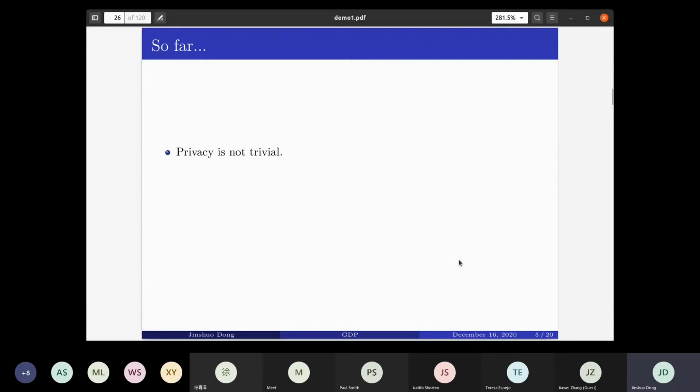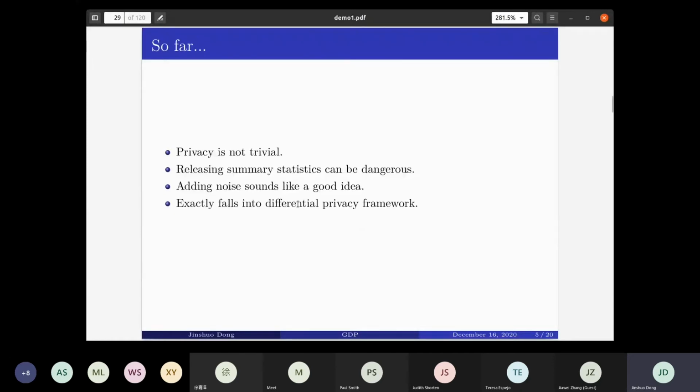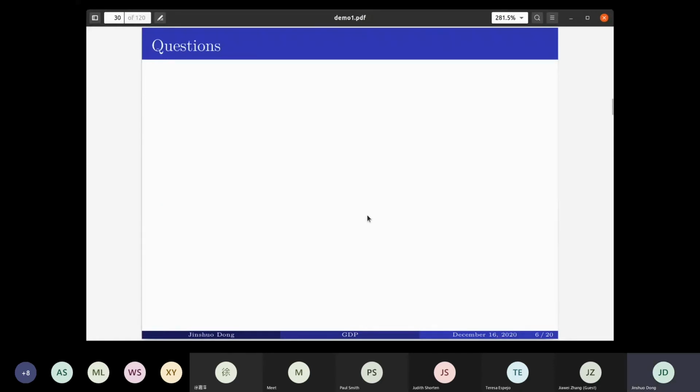Okay, so far I have argued that privacy is not trivial. Releasing summary statistics can also be dangerous, not only naive anonymization. Adding noise seems to be a good idea in releasing summary statistics, and this exactly falls into the differential privacy framework. So these are ideas. We need to answer more precise questions. Epsilon and delta measure closeness of distributions, but how close is close? So we need to understand the parameters epsilon and delta.